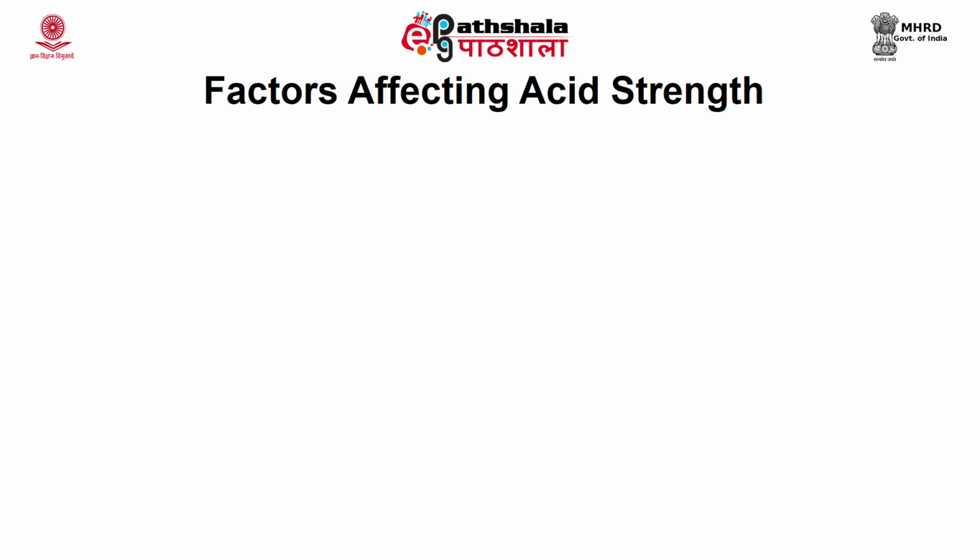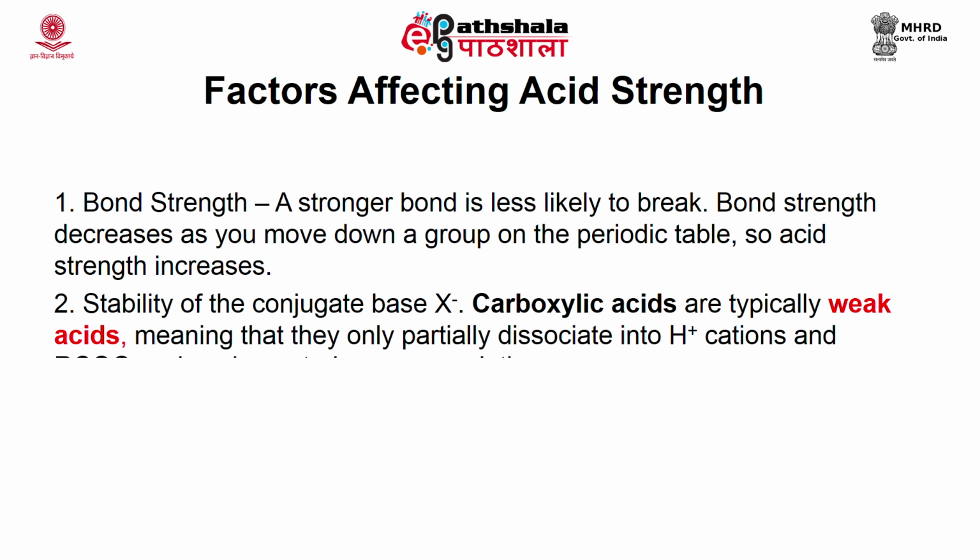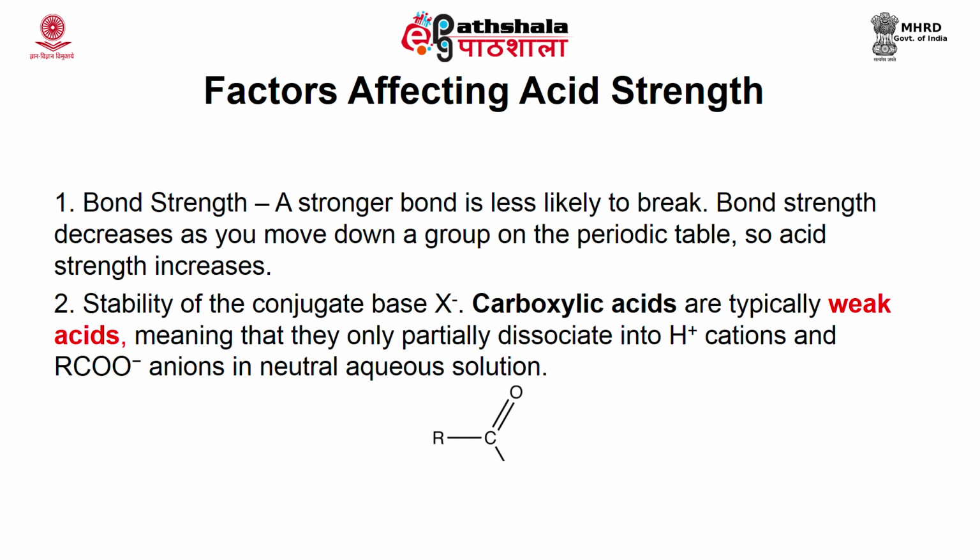Various factors affect acidic strength. Bond strength: a stronger bond is less likely to break. Bond strength decreases as we move down a group in the periodic table, so acidic strength increases. Stability of conjugate base: carboxylic acids are typically weak acids, meaning they can only partially dissociate into H positive and RCO negative in neutral aqueous solution.